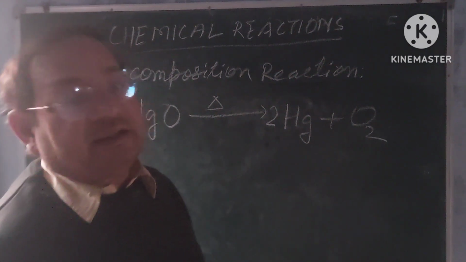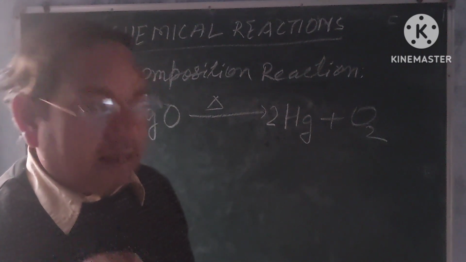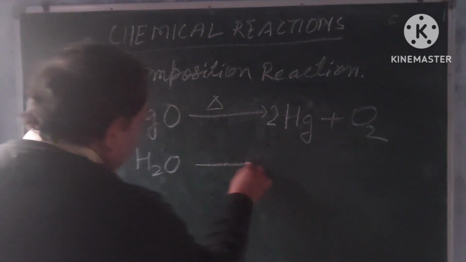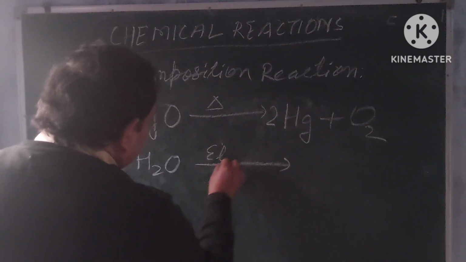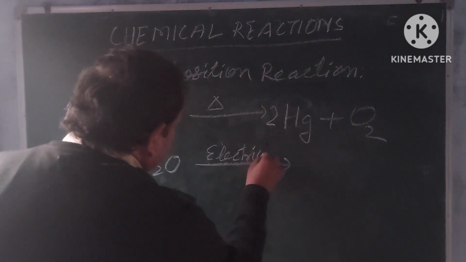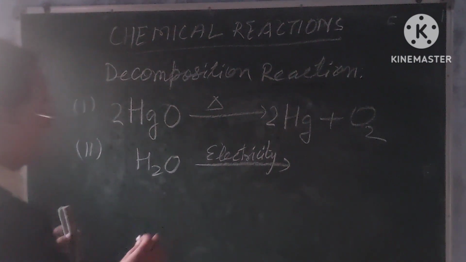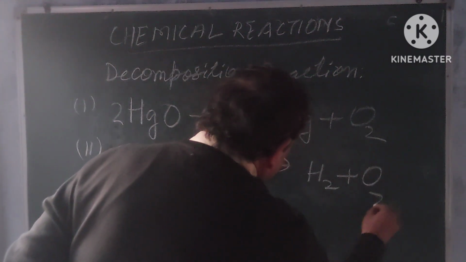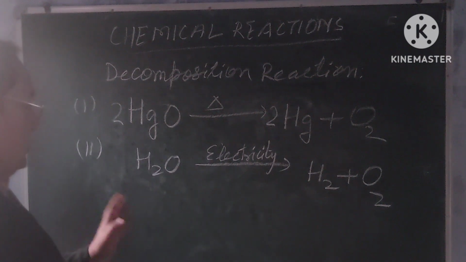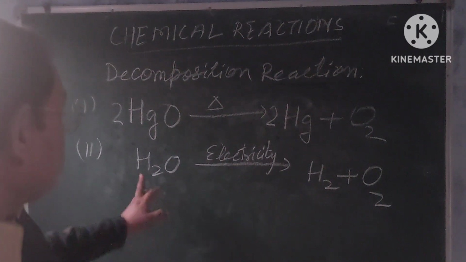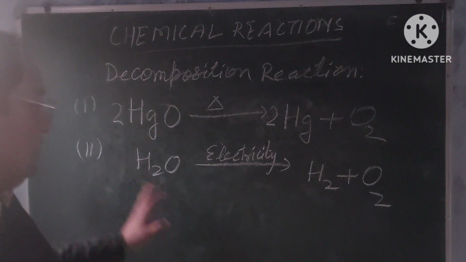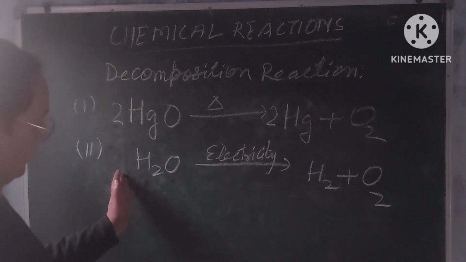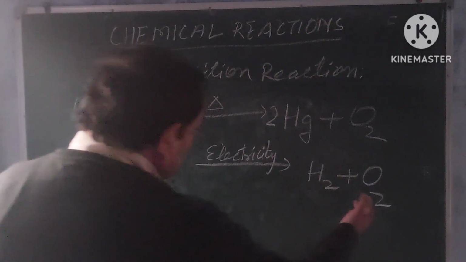Another example is electrolysis of water. It means decomposition of water by passing electric current. So H2O, by passing electric current, electricity, breaks down into hydrogen and oxygen. Just check whether it is balanced or not. We see 2 atoms of hydrogen at the reactant side and 2 atoms of hydrogen at the product side, and 1 atom of oxygen at the reactant side and 2 atoms of oxygen at the product side.